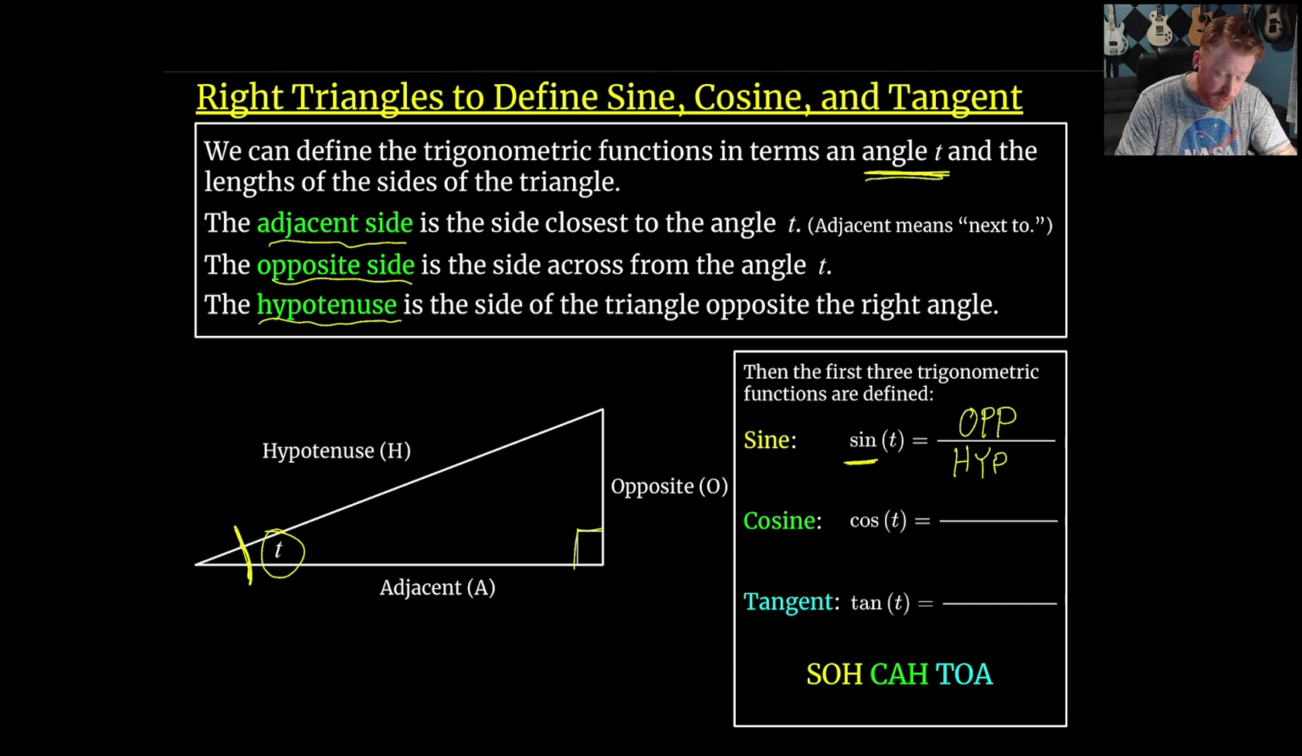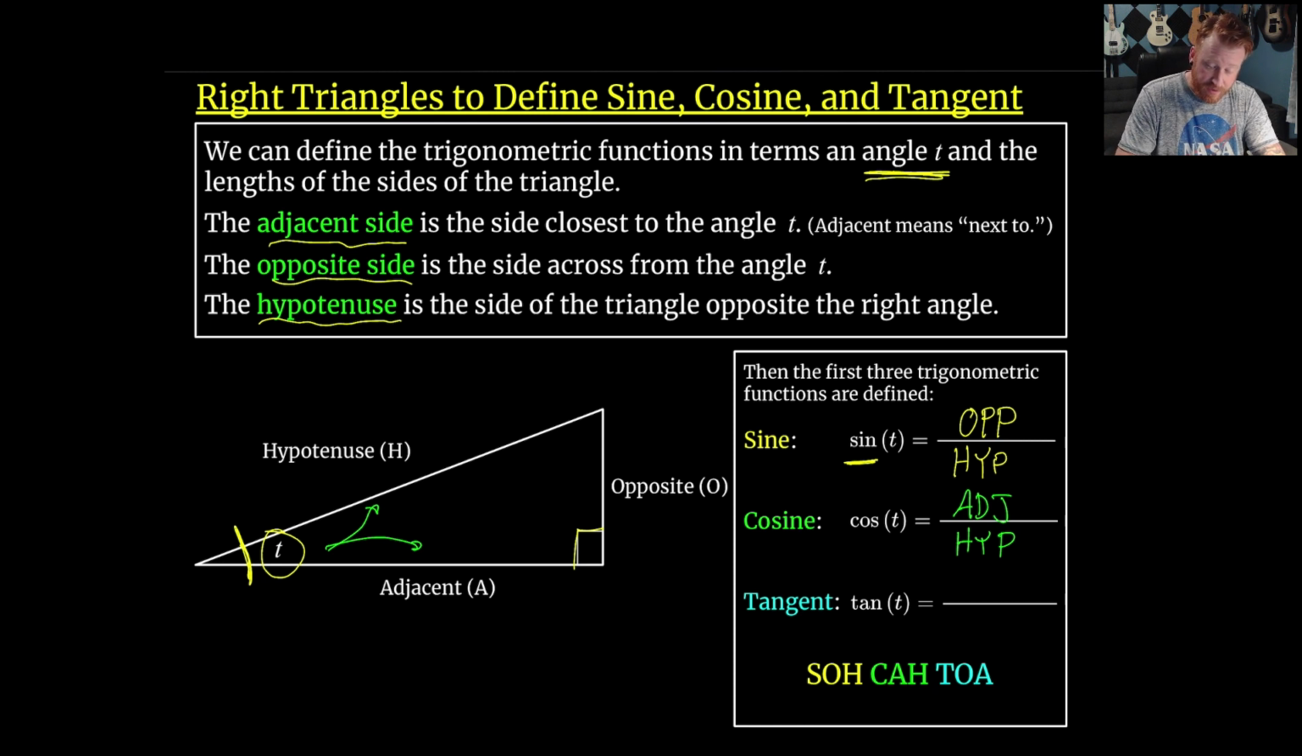If we wanted to know the cosine of this angle t, then we would look at the ratio of the adjacent side to the hypotenuse. So just flip-flopping, instead of looking at the opposite and the hypotenuse for the sine, for the cosine we're looking at the adjacent side and the hypotenuse. So just sticking with the hypotenuse in the denominator of that ratio, but flip-flopping what the numerator is.